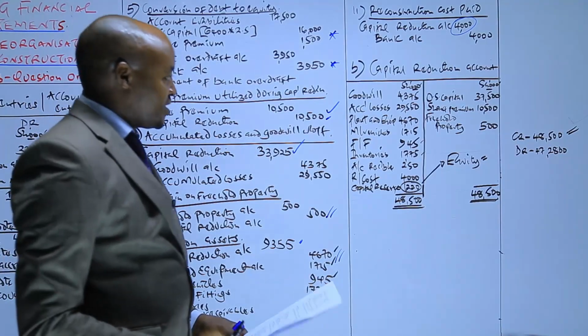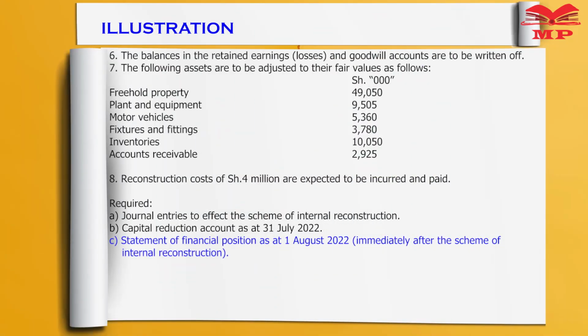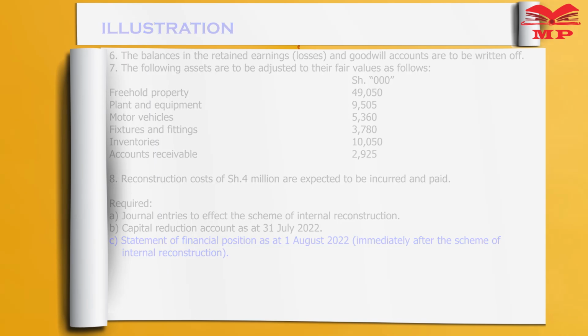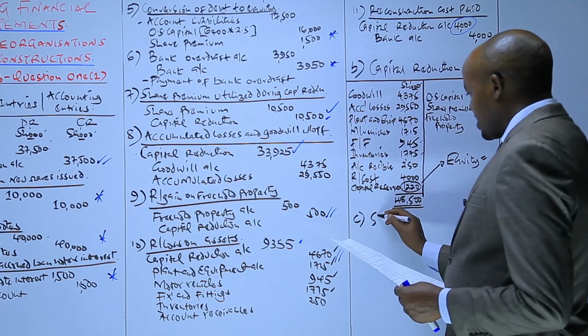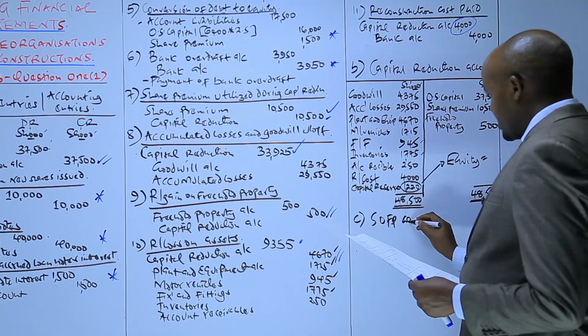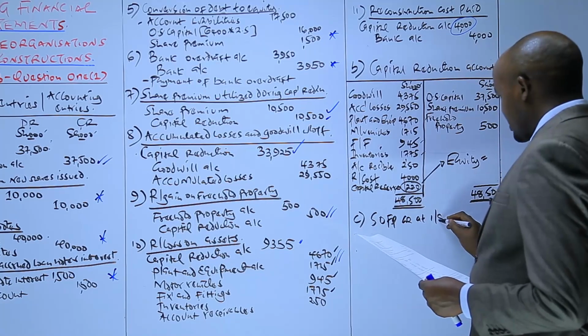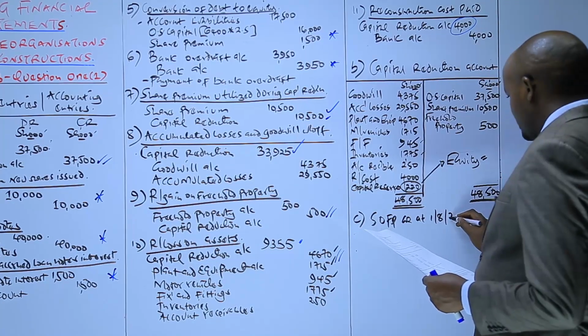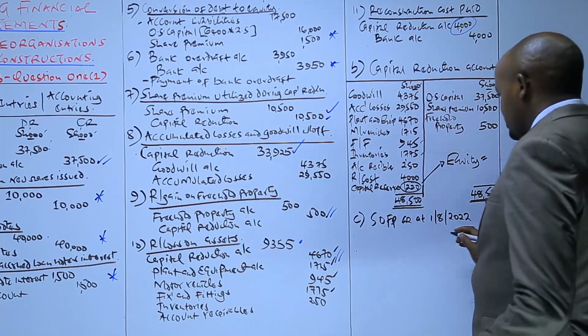Let's move to part C. In part C, what we are required to do is prepare the opening statement of financial position of this company. Basically, most of the marks are free because for the assets, we're given the value for all the assets and so on. So let's prepare the statement of financial position of this company as at 1st of August 2022.